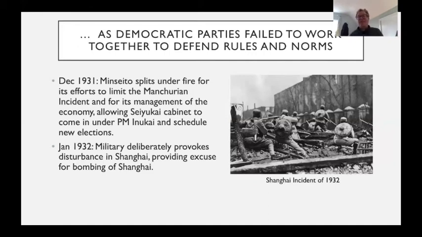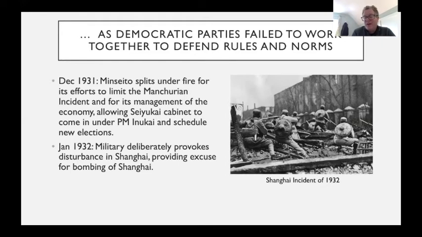Minseto was then put in a very difficult position. The military victories, the expansion of Japan's territory, was treated as a major victory in the newspapers. The Seiyukai certainly trumpeted this as carrying out the kind of foreign policy they wanted to see.